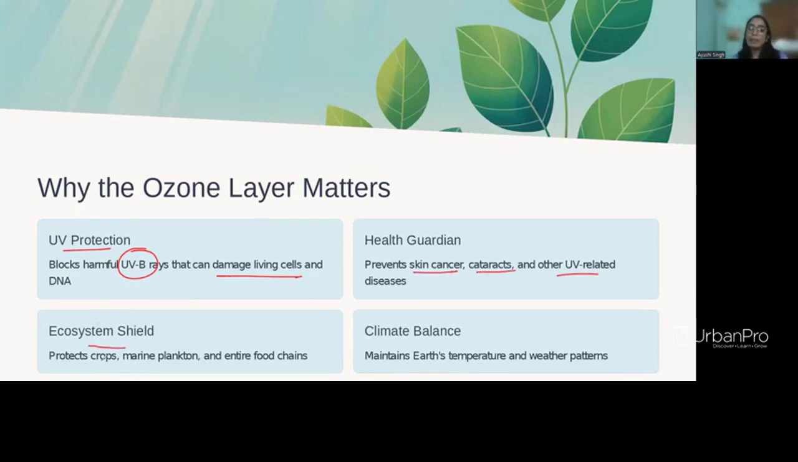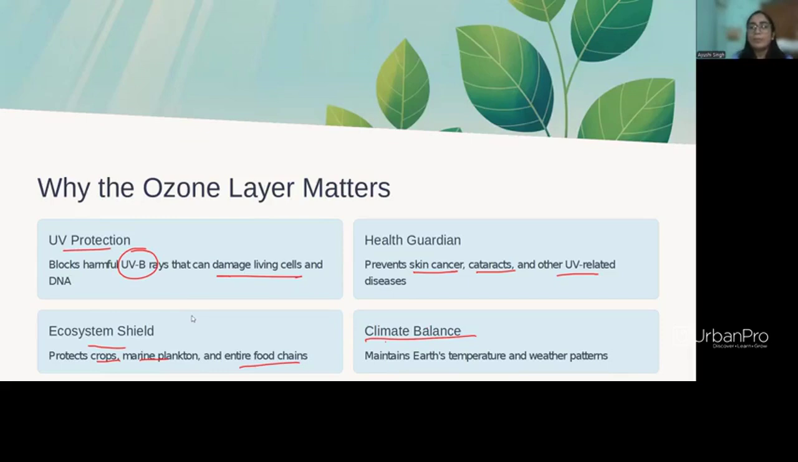Okay, then it protects our crops and planktons, different marine planktons, and ultimately the entire food chain. And lastly, it helps in balancing the temperature of the earth and the weather patterns in different areas or places.